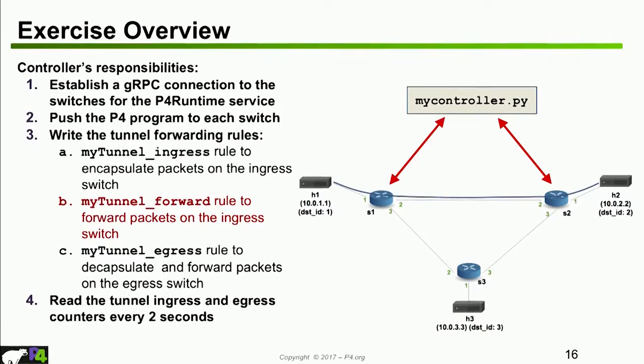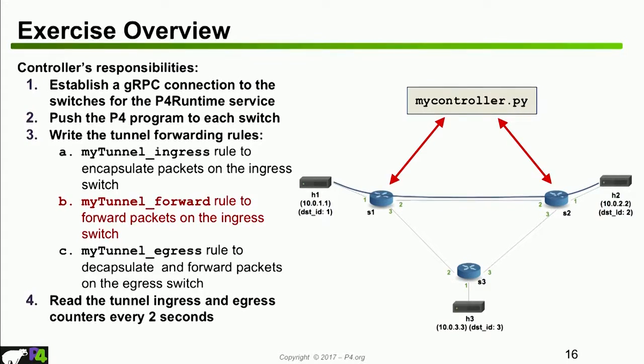So the controller in this case has a number of responsibilities. First, it has to establish a gRPC connection. gRPC is the default transport for P4 runtime. And so we're going to create a gRPC connection from your Python script, which is called mycontroller.py, to each of the BMV2 switches. In this case, we're just going to use switch 1 and switch 2. It's the same topology you saw earlier, and we're just going to ignore switch 3. But you could use switch 3 if you want to go on for extra credit.